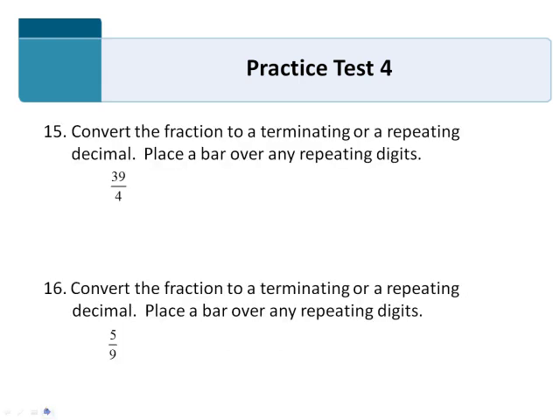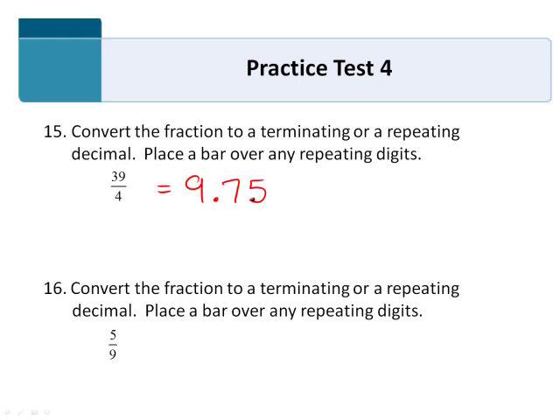Number 15. Convert the fraction to a terminating or a repeating decimal. Place a bar over any repeating digits. So remember, the way to change a fraction to a decimal is you just divide the top by the bottom. So you're going to do 39 divided by 4, which would give you 9.75.